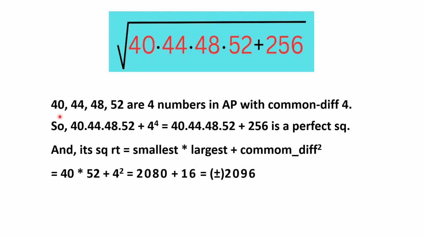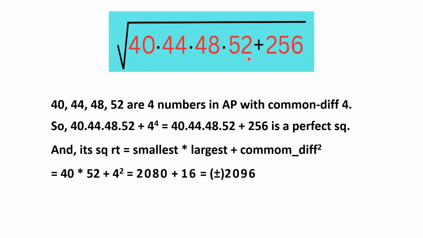So note that 40, 44, 48, 52 are in AP. 40 plus 4, 44 plus 4, 48 plus 4, 52. So these four numbers are in AP and the common difference is 4. So the product of these numbers plus common difference power 4, that is 4 power 4, that is 256, is a perfect square. And that's what we are given.